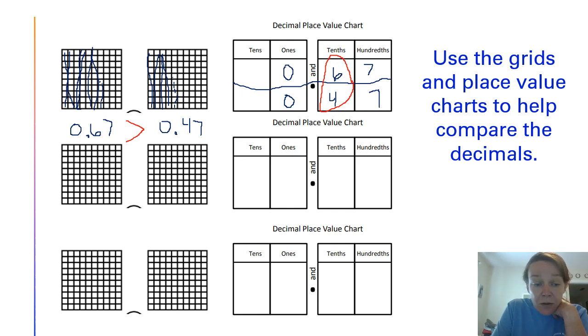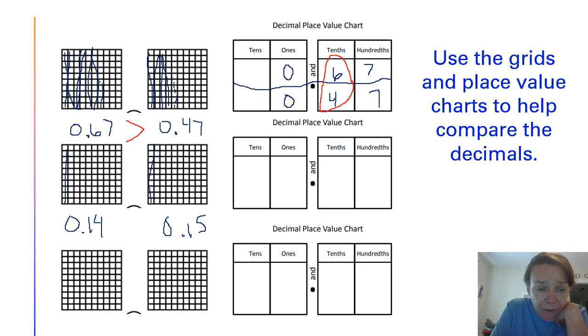All right, let's try another one. We're going to compare 0 and 14 hundredths compared to 0 and 15 hundredths. Okay, if we were to use our grids, neither one has a whole, so I don't need to shade in any wholes, but both of them have 1 tenth. So that means I would shade in 1 column because I have 1 tenth. There's 10 columns on the grid, both of these have 1 tenth. So I shade in 1 column.